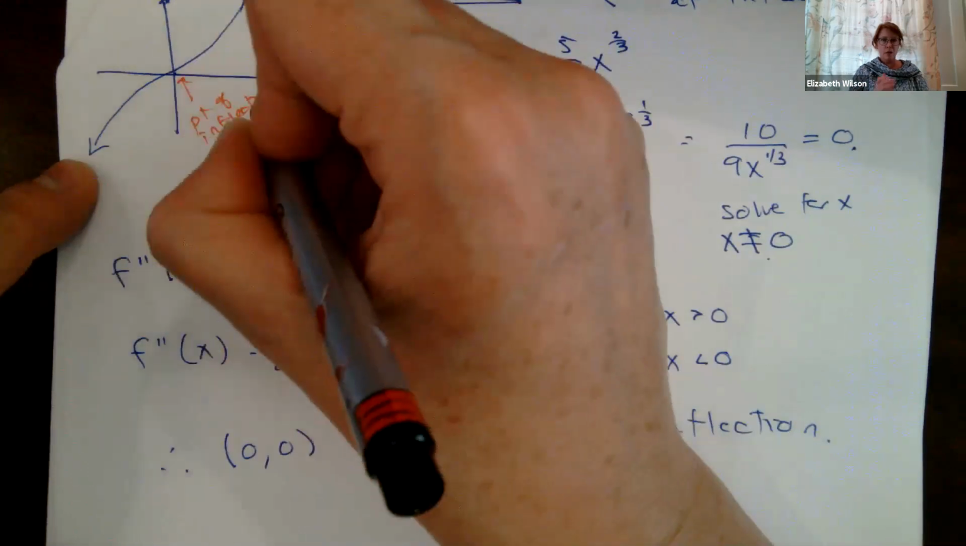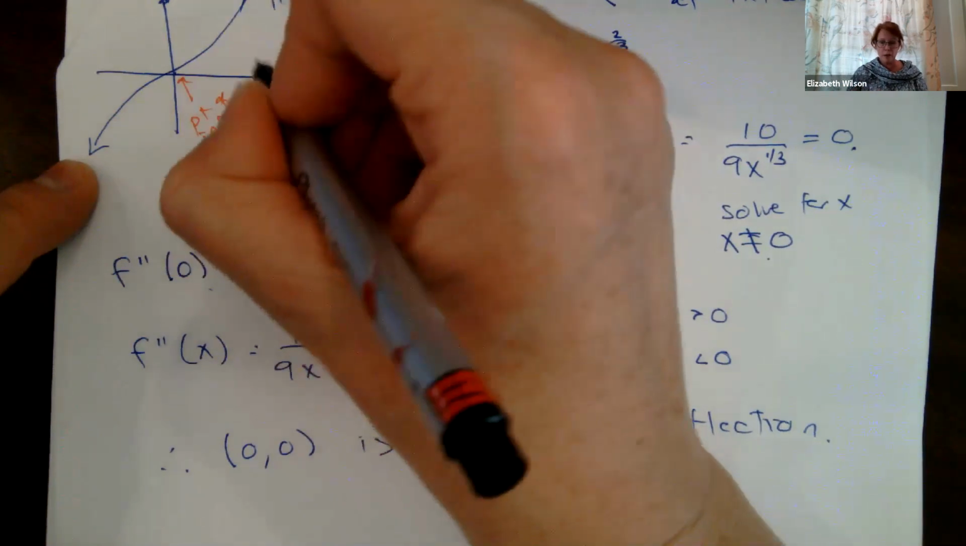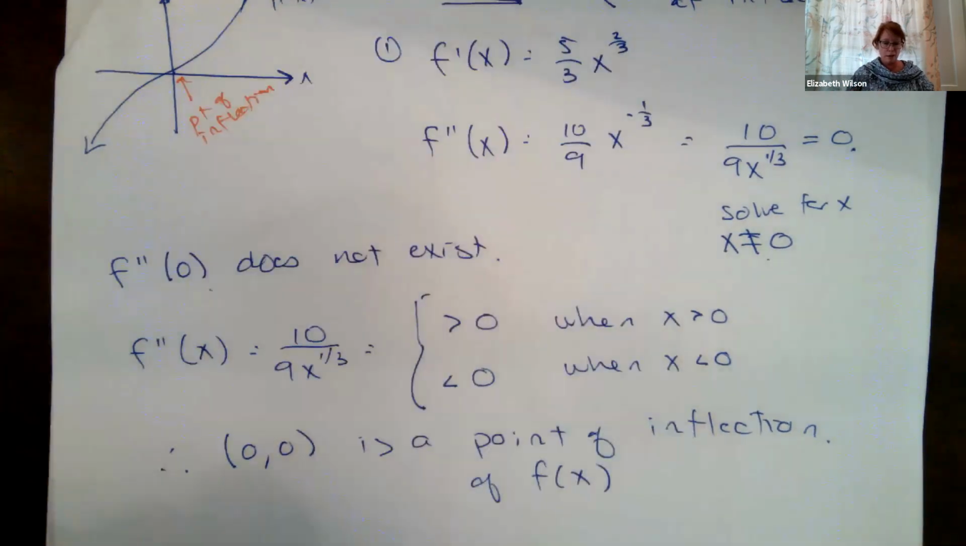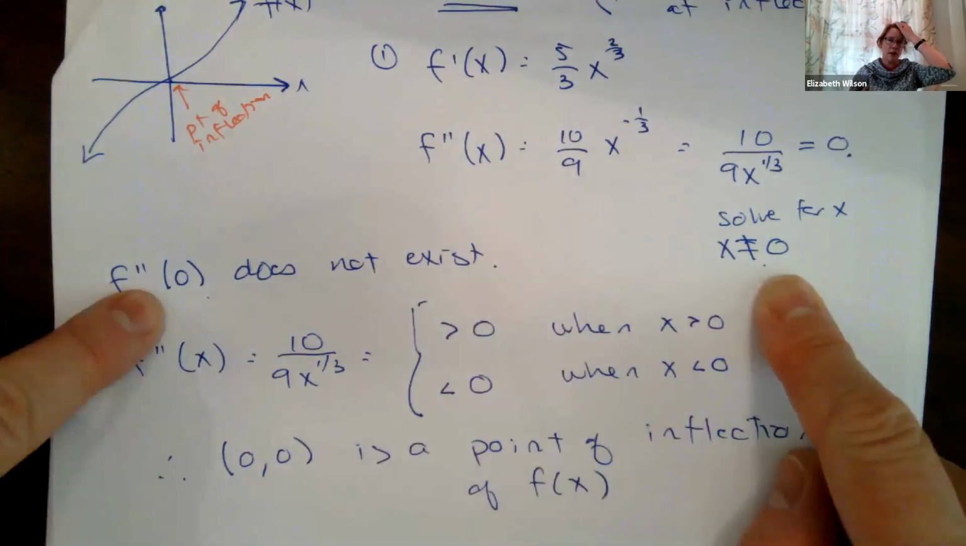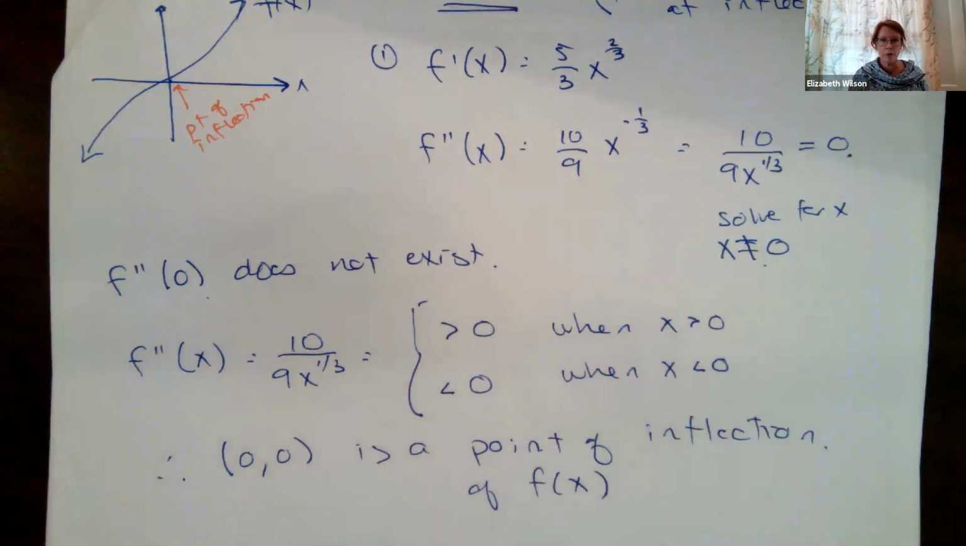So don't be stumped when you're working along and think, oh, I can't solve for it. F double prime at 0 doesn't exist, but let me check values on either side of that, because something important is happening there. My second derivative doesn't exist at that spot, but what does it look like? What's actually happening?